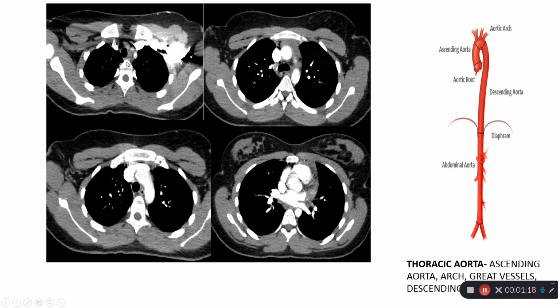images of the chest. Here we're at the level of the great vessels. So we have the right brachiocephalic artery, we have the left common carotid and the left subclavian artery. Here we have the ascending aorta, the proximal descending aorta. We're at the level of the aortic arch, and then we go into the descending thoracic aorta. Here we're at the aortic root near the level of the aortic valve.